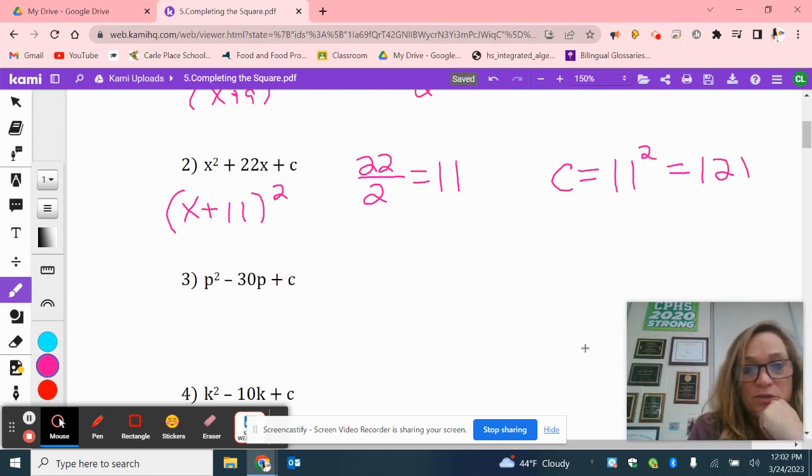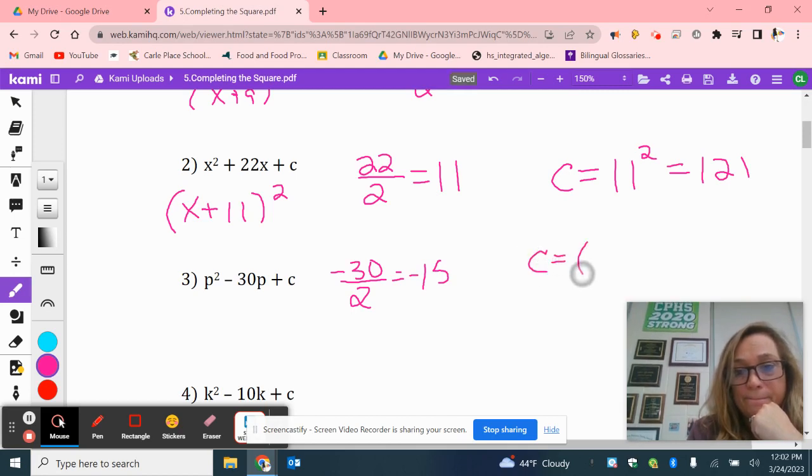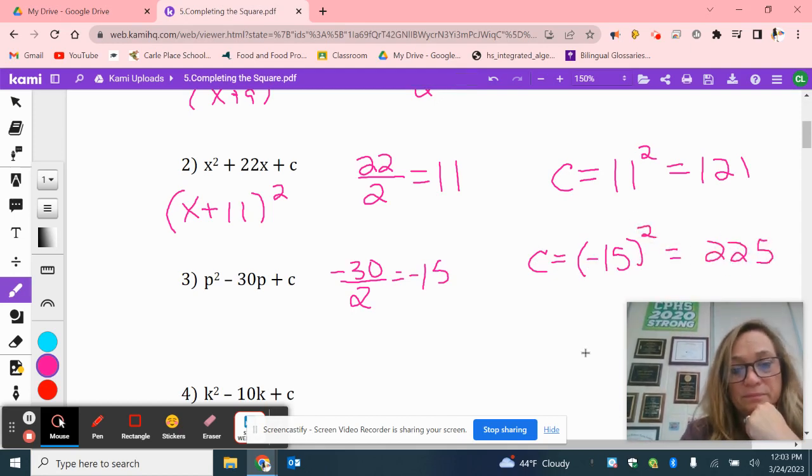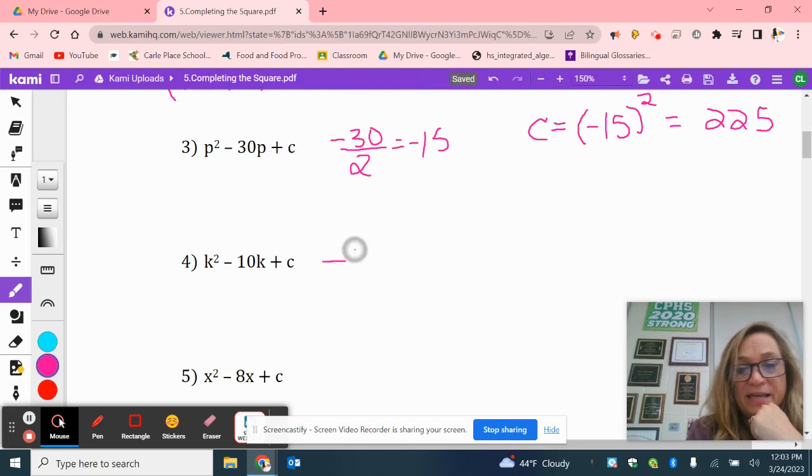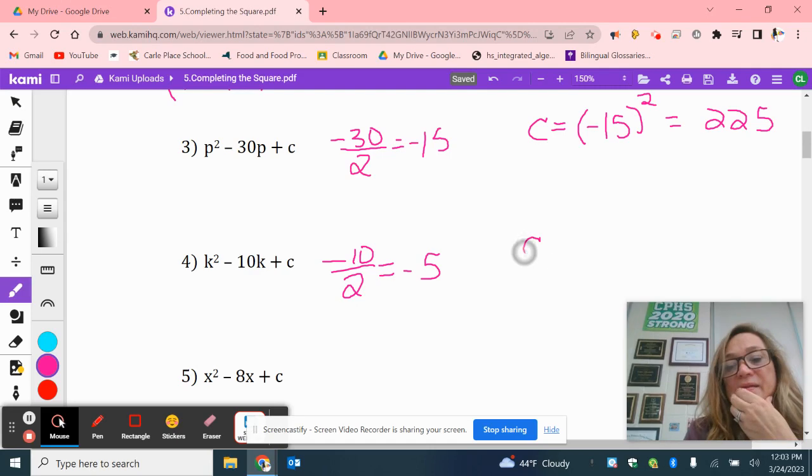Negative 30 divided by 2 is negative 15. Negative 15 squared is equal to 225. Negative 10 divided by 2 is negative 5. So c is equal to negative 5 squared, which is 25.